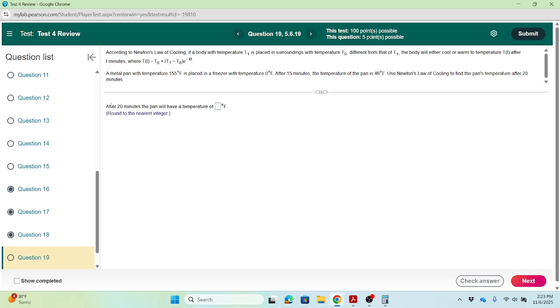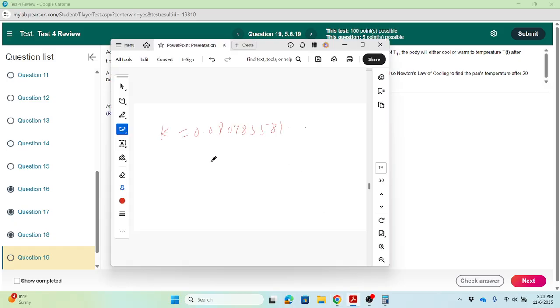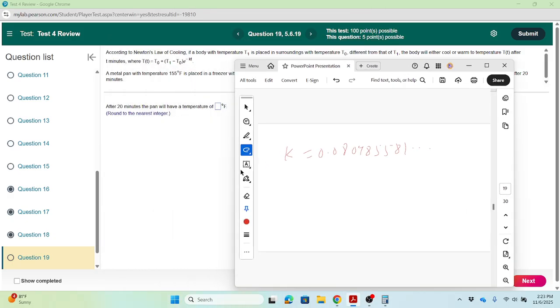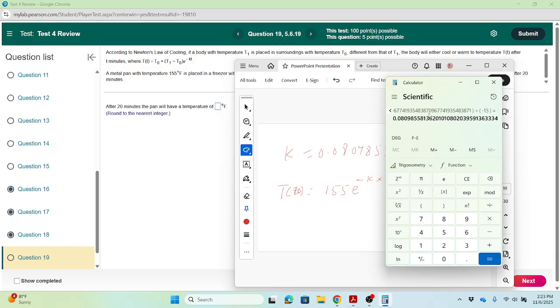Now to find out the temperature after 20 minutes, you go back and use the same formula. T0 is 0, so you don't have to worry about that. 155 is the initial temperature, times e to the power negative k times t, where t means 20 minutes this time. When you do the calculation, first multiply k by 20. k is already given here, so do not round it. Just multiply that by 20, take the negative of that, and then take e to the power of that number.